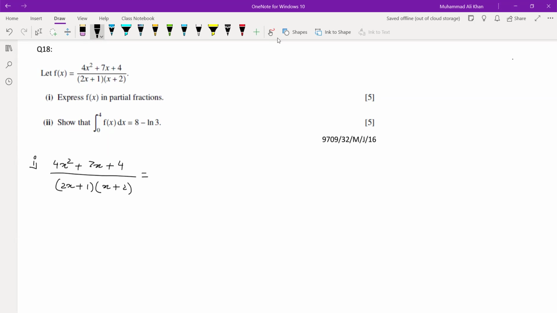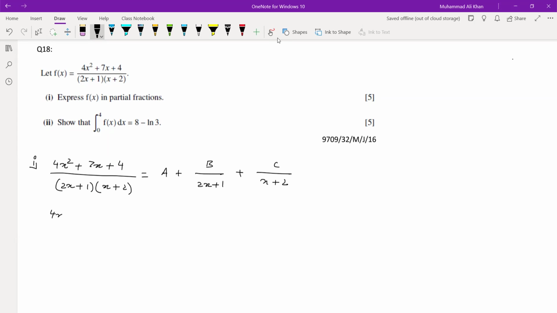Beta, what is the degree of numerator? What is the degree of denominator? 2 minus 2 is 0. 0 means constant. So we have to add a constant first, then we have to start the question. It is 2x plus 1 plus x plus 2. What is the degree of denominator? 1. So a constant here, the degree of denominator 1, again a constant here.